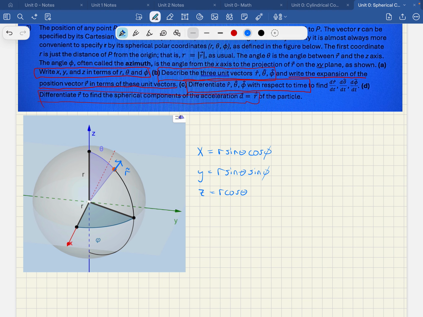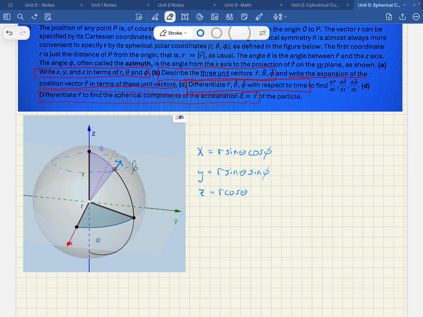Increasing phi, what we can imagine is that there is a circle on the sphere with constant height, with a constant z. Increasing phi is going to point a tangent along that circle. So let's call this one phi hat.